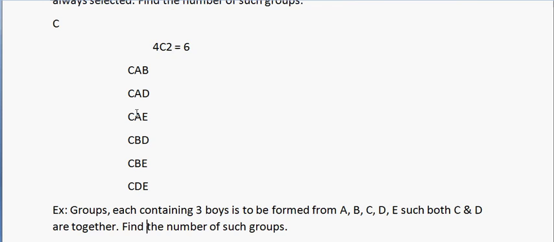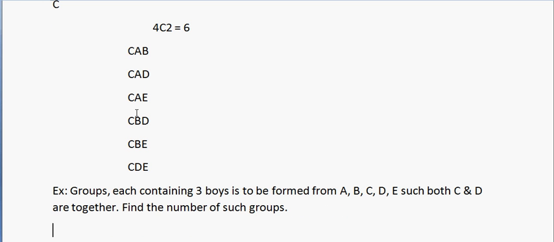So a slight extension of this question, which says again a group of 3 boys has to be formed from A, B, C, D, E such that C and D are always together. Find the number of such groups, right? So again 1 minute to solve this. Try and solve this and then we'll do it together.